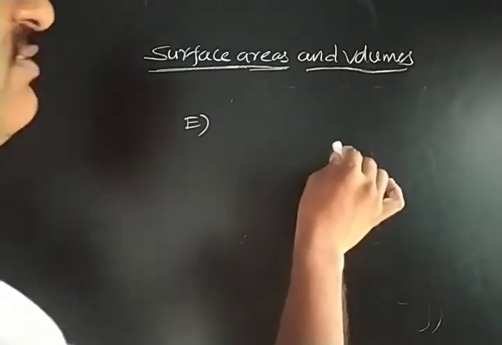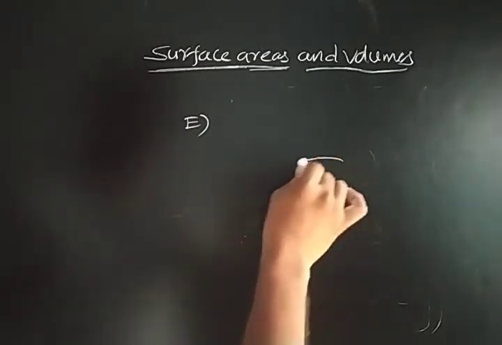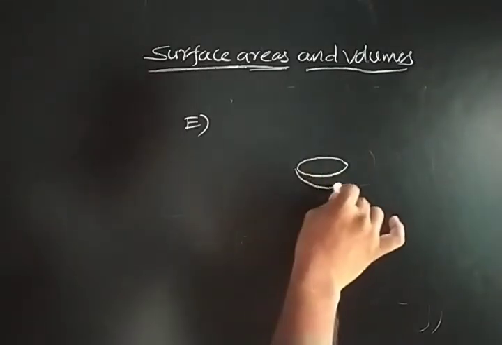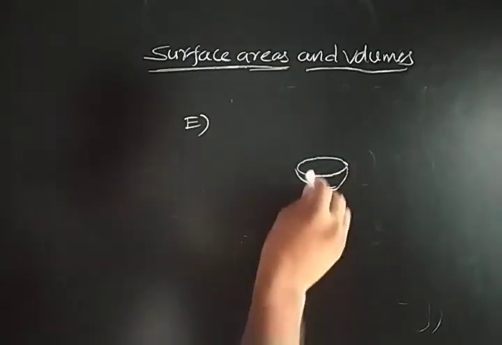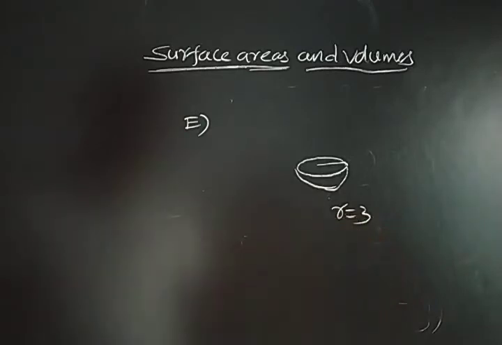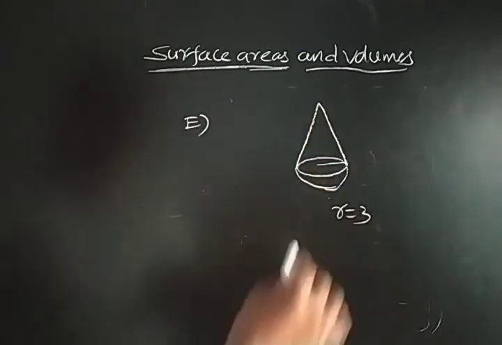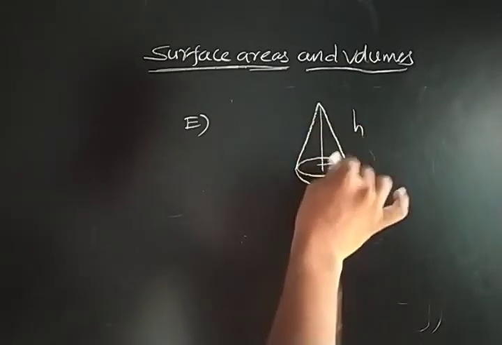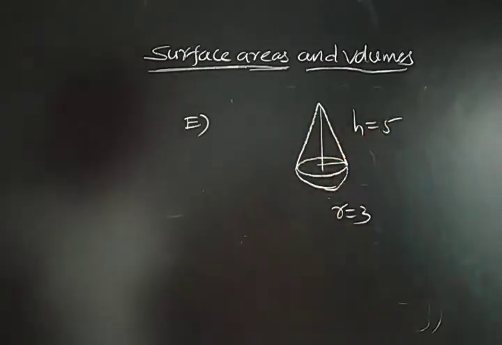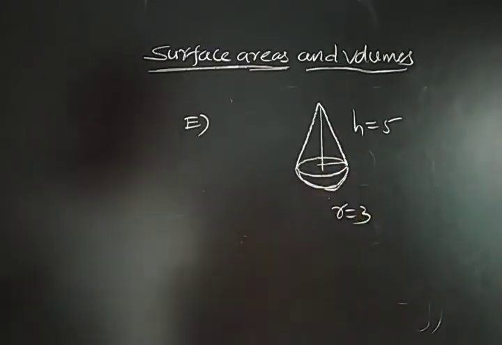Suppose I am having one figure. In the base I have a hemisphere with some radius, I am taking the radius as 3 centimeters, and upon this I am having a cone whose height I am giving as 5. Now the base is common for the cone and hemisphere. Now I am going to find the total surface area of this figure.